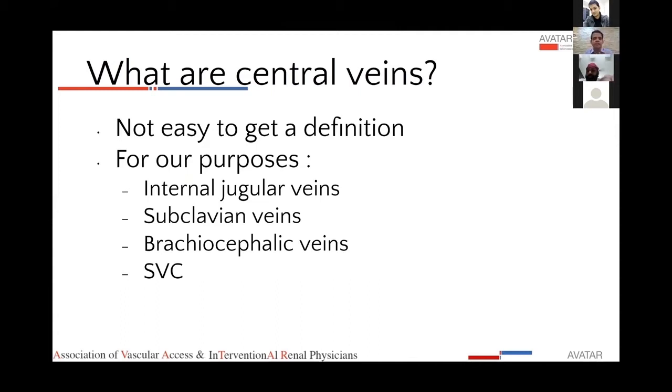And since they are very close to the heart, their activity is modified by the pulsations of the heart. So they are very close to the center. Some lists contain the axillary veins and even the external jugular veins as central veins, and some others don't. So for our purposes, we will look at the veins which are very pertinent to us, which are the internal jugular veins, subclavian veins, brachiocephalic veins, and SVC.